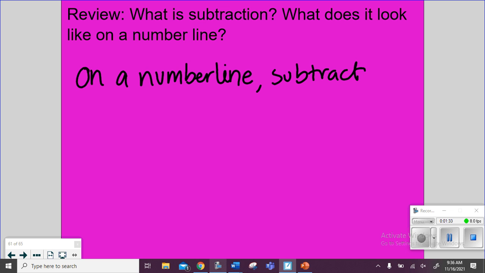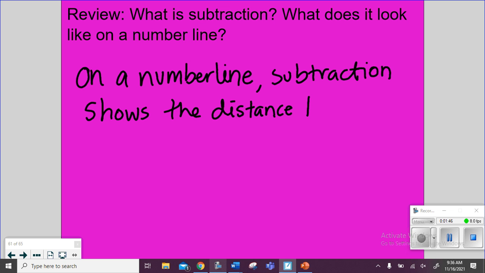Subtraction shows the distance between numbers on a number line.